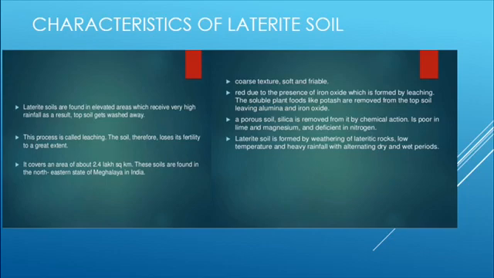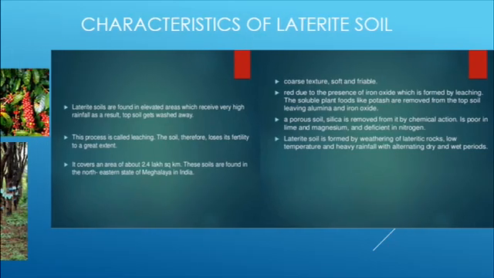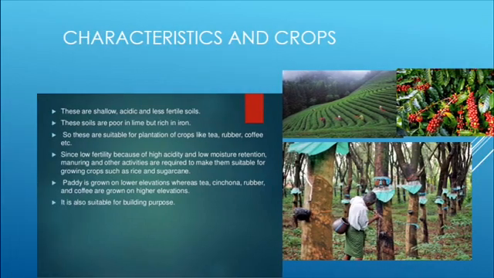Laterite soil is formed by weathering of lateritic rocks, with high temperature, heavy rainfall and alternate wet and dry conditions. This process is known as leaching or desilication. These soils are shallow, acidic and less fertile. The soil is poor in lime but rich in iron. The soils are suitable for plantation crops like tea, rubber, coffee, etc.